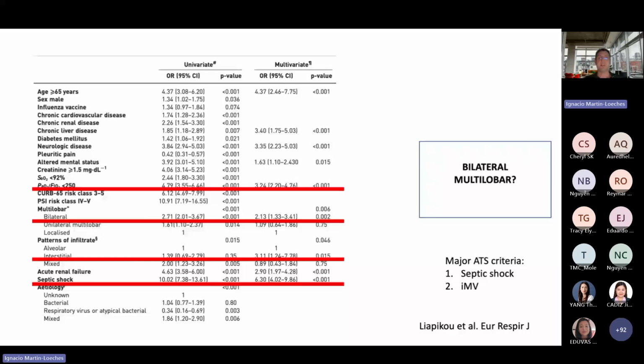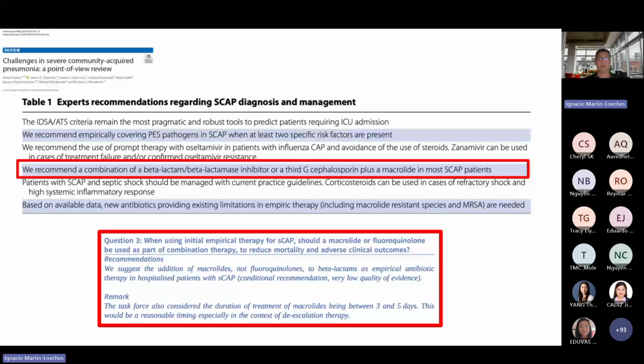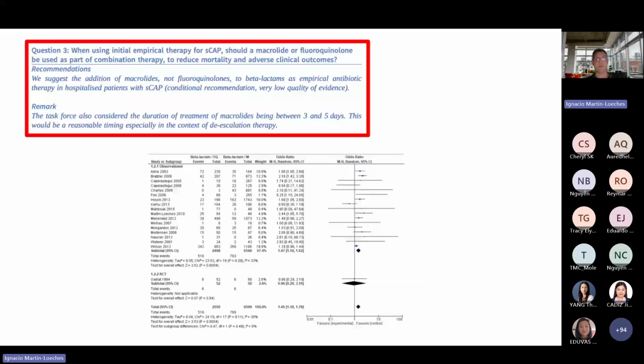In terms of antibiotic treatment, I think that in this we were quite straightforward. We suggest the use of beta-lactams, third-generation cephalosporin, with the addition of a macrolide instead of a quinolone. The evidence is quite numerous. You can see here that there are many studies showing a benefit of the use of macrolides against fluoroquinolones when we analyze all of these studies.